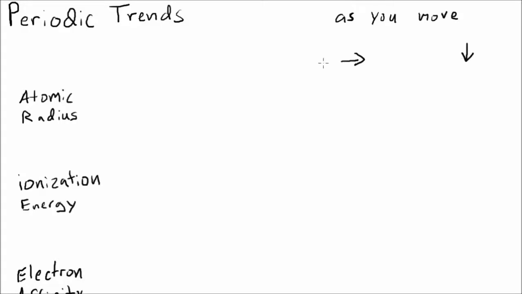On the right, you'll see this little area that I've already labeled. It says "as you move," and then there's a right arrow and a down arrow. So basically what this is saying is for each property, we're going to say what happens as you move from left to right across a period on the periodic table, and from top to bottom down a group on the periodic table.